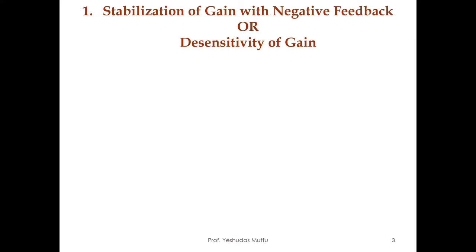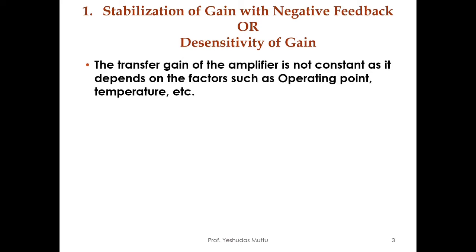The first one, stabilization of gain with negative feedback or desensitivity of gain. Now usually whenever I consider an amplifier, it has its gain. When I say amplifier, I am talking about one without feedback. And gain of an amplifier is not constant usually, and we had seen in EDC1 also that a lot of factors affect the gain of the amplifier, like temperature or shift in the operating point. These all things we had seen.